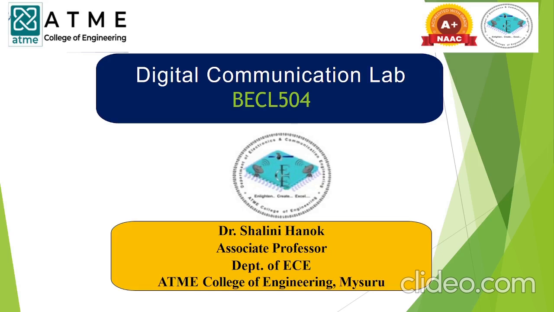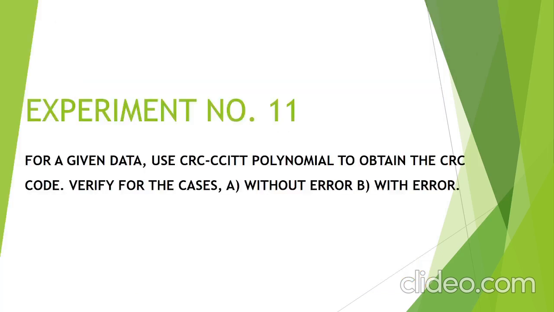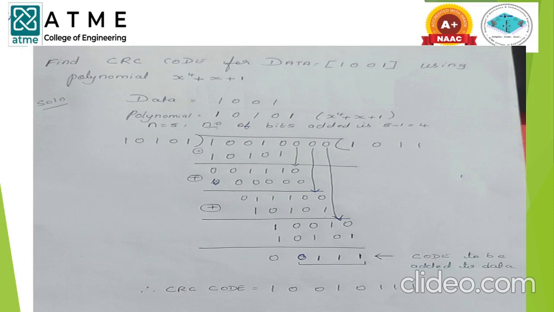Today I'll be discussing another experiment in Digital Communication Lab BECL 504, that is experiment number 11. For a given data, use the CRC CCITT polynomial to obtain the CRC code, that is the cyclic redundancy check code. Verify for cases without error and with error.